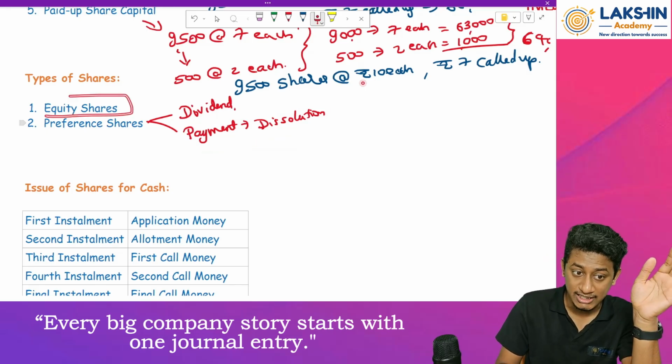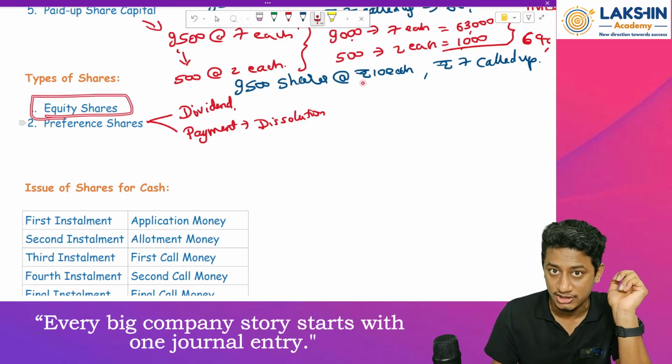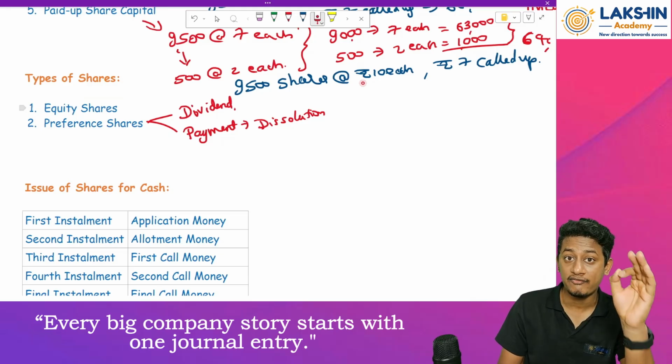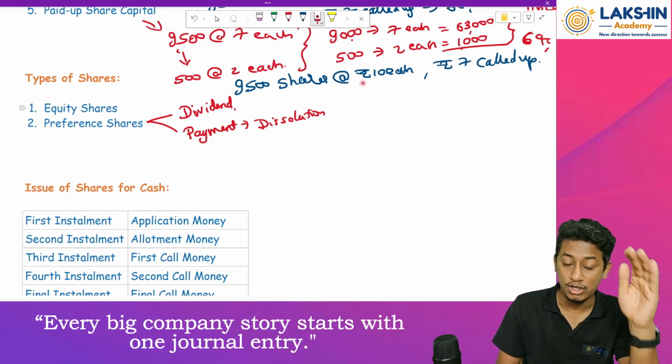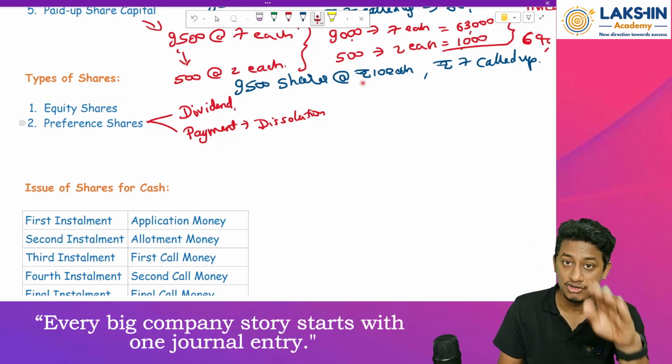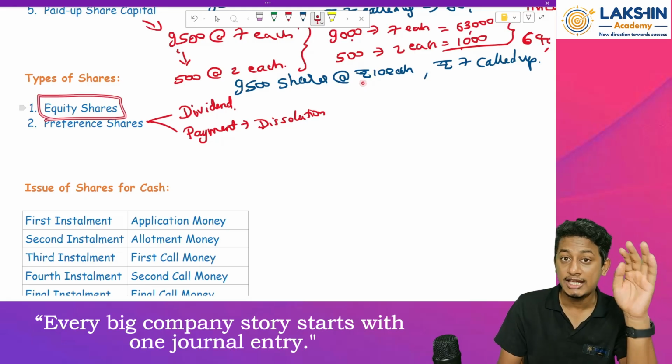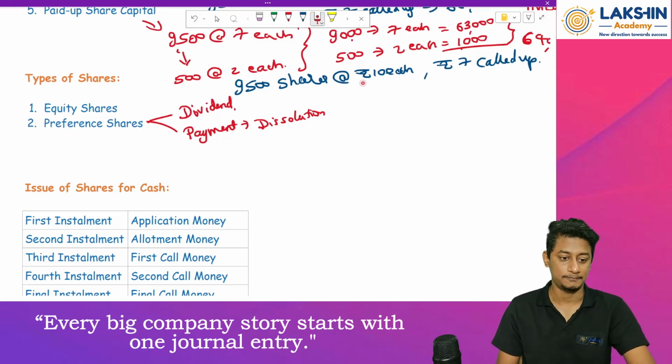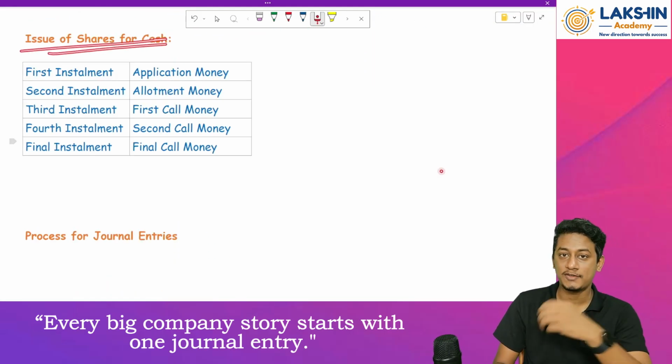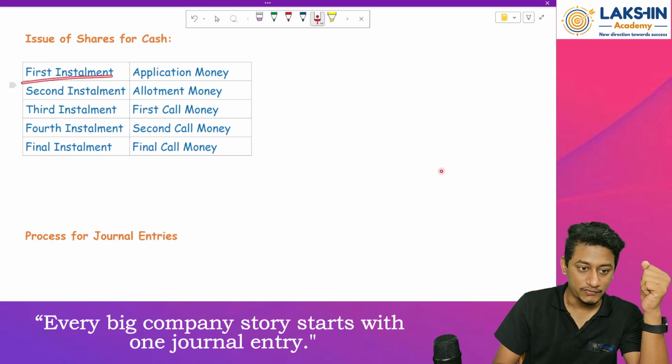Because at the end of the day, equity shareholders are the main shareholders, the final owners of the company. So whatever losses are there after the dissolution have to be borne by the equity shareholders. Clear? Okay. So now let's talk from the point of view of journal entries. Clear? Okay. So first of all, we have the first installment.